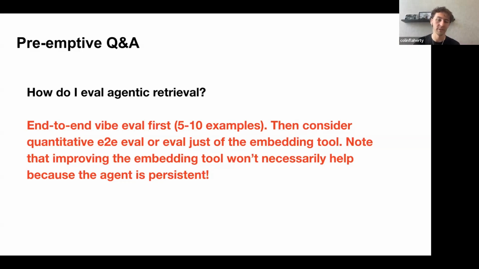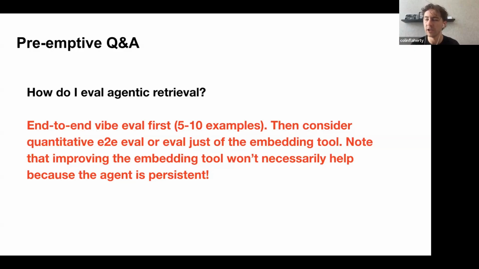And then in terms of evals for those more pointed problems, you could do the vibe eval just of that embedding tool, of that particular task. And usually that's sufficient. If you already have a quantitative eval lying around, that's nice.